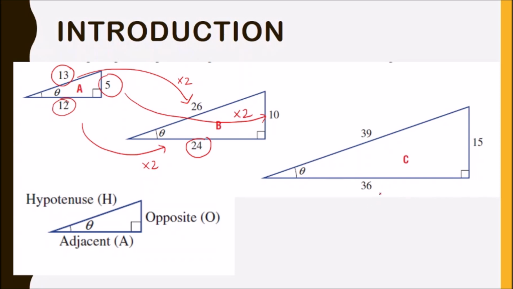Now if we look over here, we can see 36. So to get from 12 to 36, we had to times 3. So if we times this side by 3, we had to times the other two by 3, and that's how we got 39 and 15. So this is showing you how triangles can be relatable by multiplying all the sides by the same number, and that will give you a different size triangle, but at the same time they can all be ratioed the same.